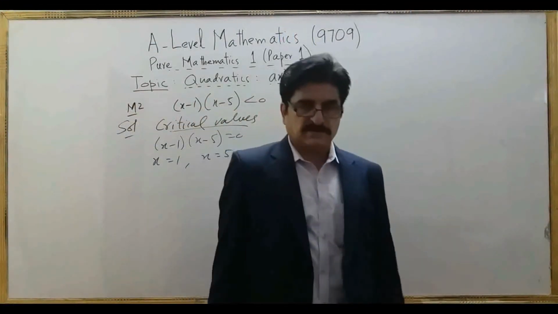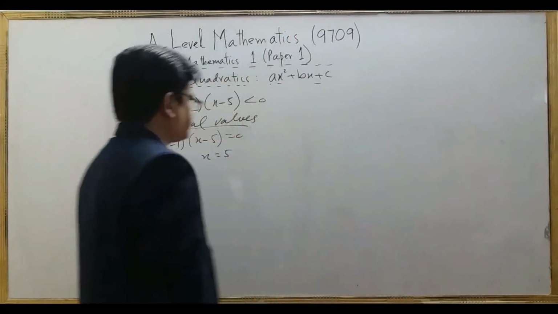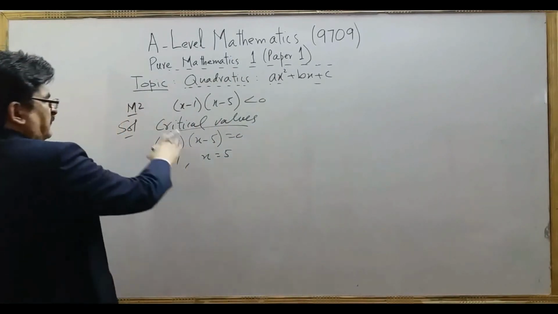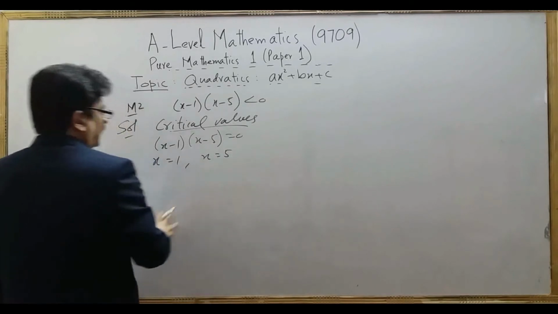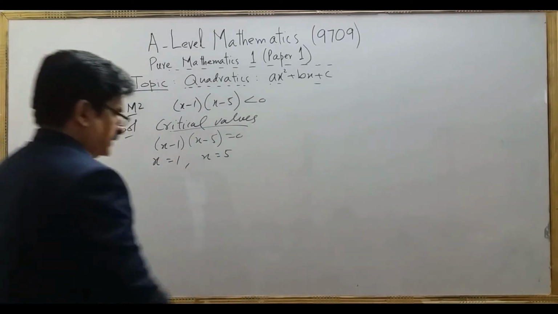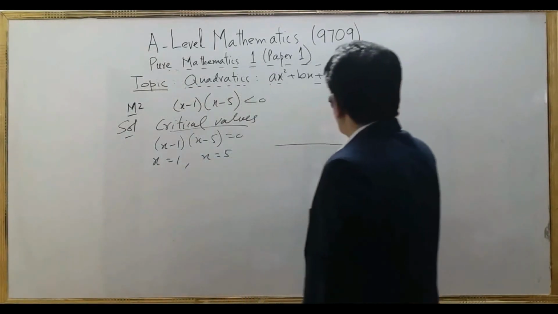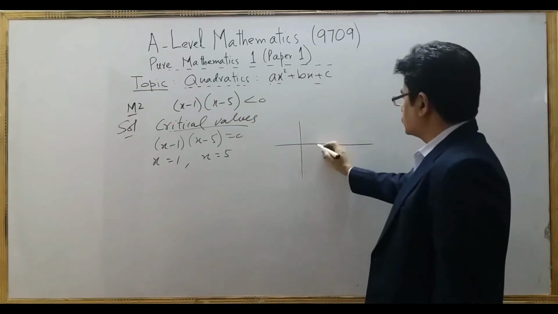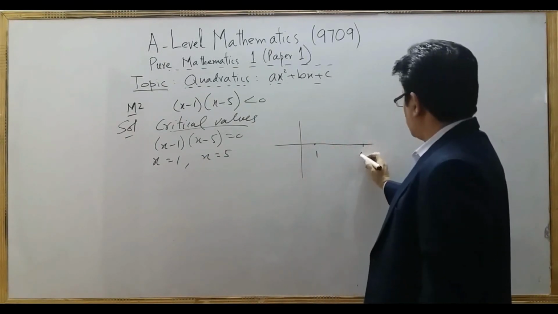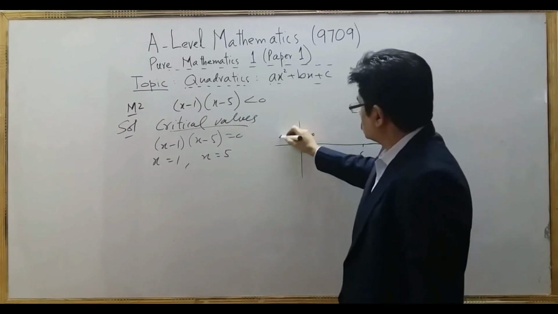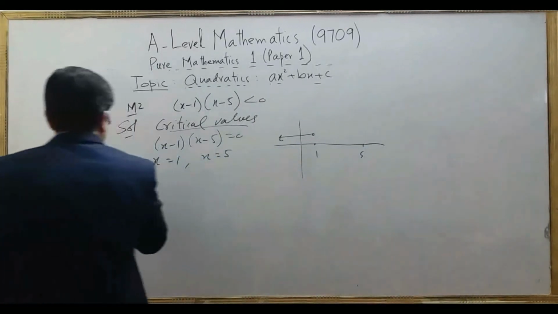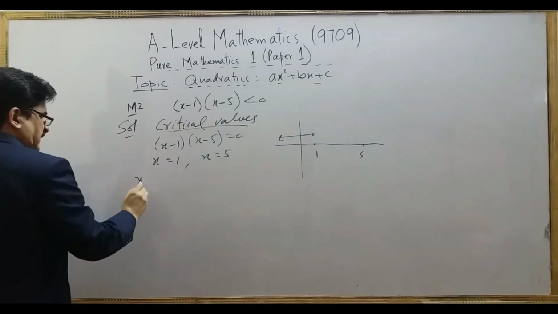Okay, now we solve this example by the second method. Here the first step is the same: find the critical values, as you know, 1 and 5. Now we can divide our x-axis. You have 1 and you have 5, so we have three regions. One region is region 1, where you can write x less than 1.